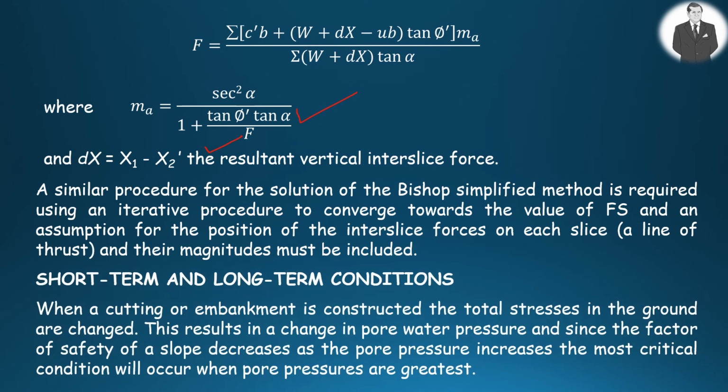When a cutting or embankment is constructed, the total stresses in the ground are changed. This brings about a change in pore water pressure, and since the factor of safety of a slope decreases as the pore water pressure increases, the most critical condition will take place when pore water pressures are greatest.